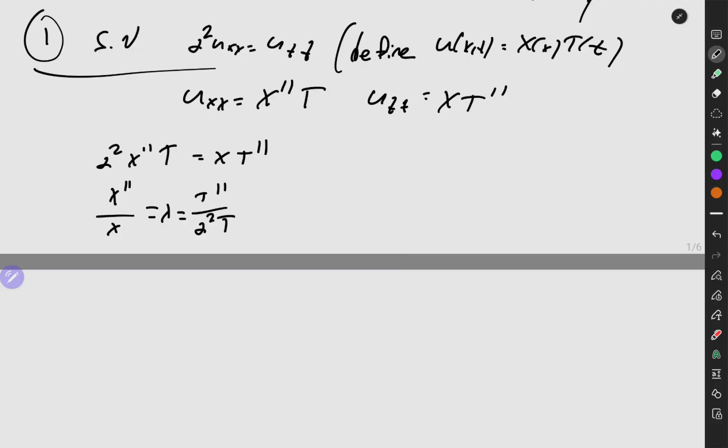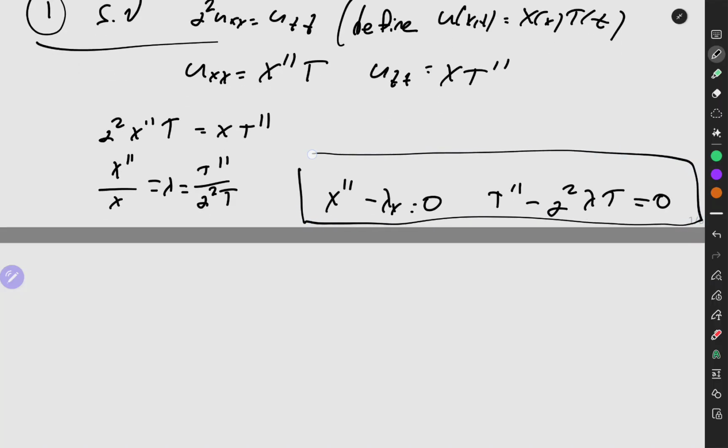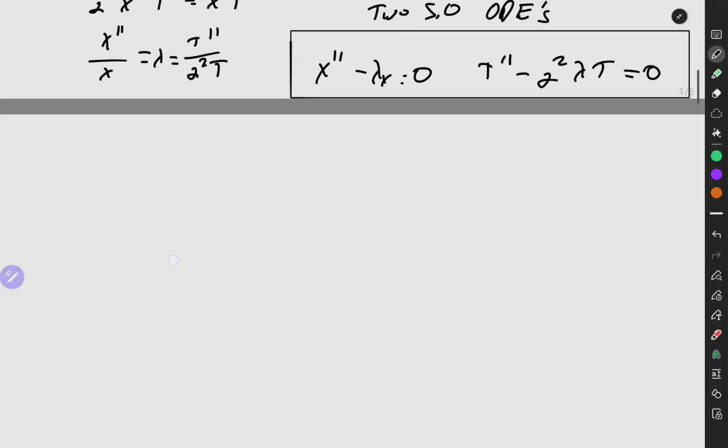Okay, so this will give us 2 ODEs. I'm sorry, yeah, second order ODEs. And then alpha squared lambda T equals 0. And as you can see here, we have 2 second order ODEs. Okay, let's continue on.